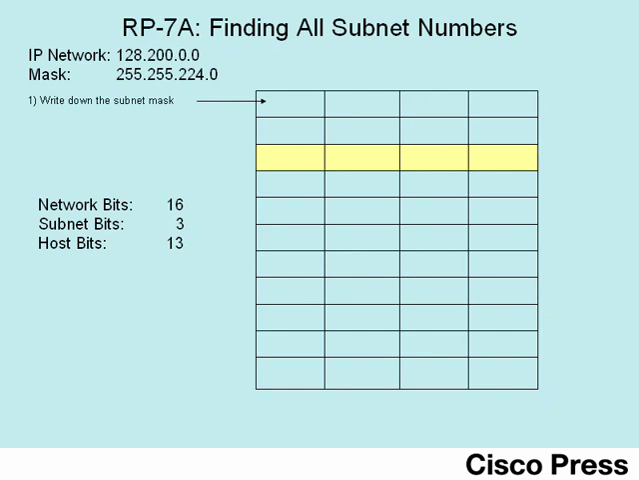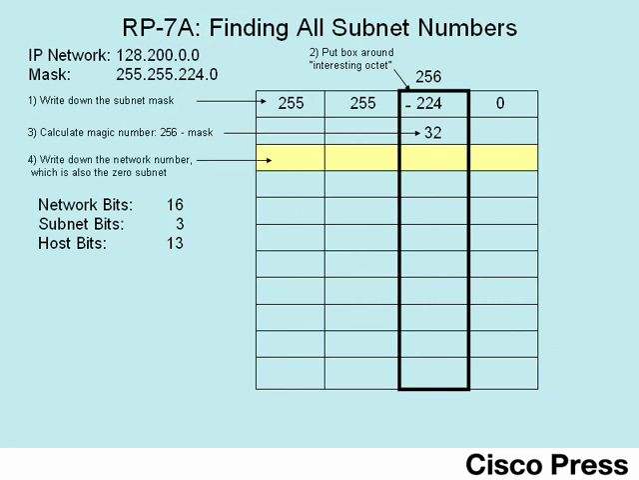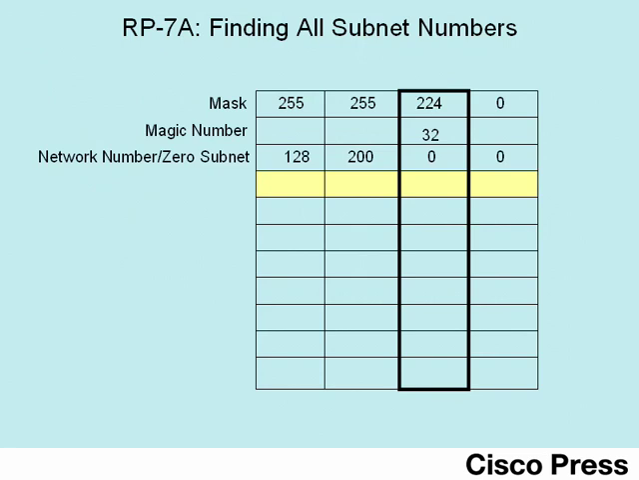Taking a look at the first 4 steps, first we simply copy down the mask into the top row of a table. Then at step 2, we put a box around the interesting octet. Once again, that's the octet in which the mask is not a 0, nor is it a 255. At step 3, you calculate the magic number. The magic number is 256 minus the value of the mask in the interesting octet. In this case, 256 minus 224, or 32. Finally, at step 4, you just write down the classful network number, which is also the exact same value as the 0 subnet. Next, to find each successive subnet number, you simply keep repeating step 5 of this process.